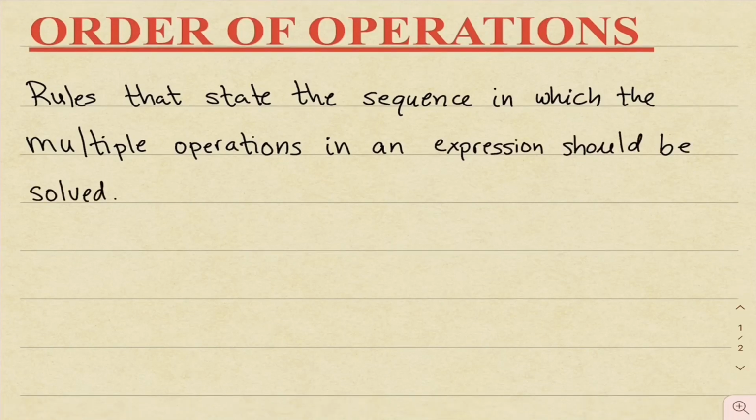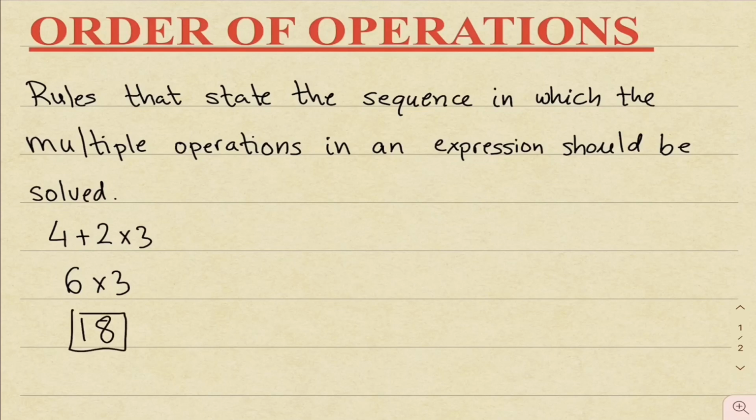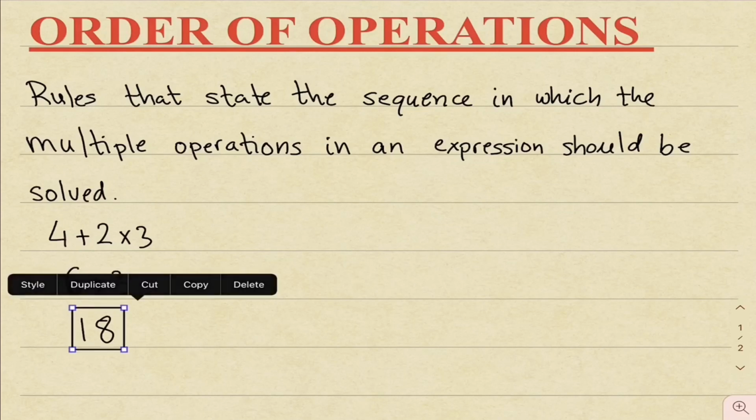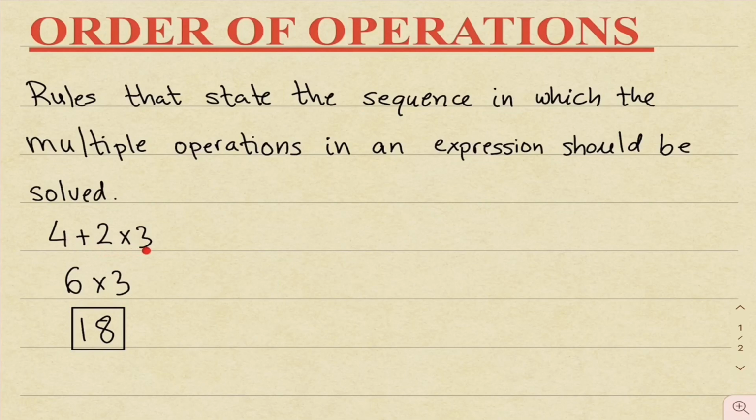Let's say I have this example, 4 plus 2 times 3. So I'm going to add first, I have 4 plus 2, which is 6, and then I have times 3. 6 times 3 is 18. Now I got this answer, 18. Now what if I multiply first and then add it to 4? So I'm going to take the same example, 4 plus 2 times 3. So I have 2 times 3 is 6, 4 plus 6 is 10.